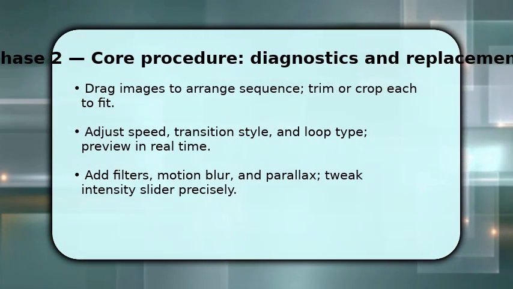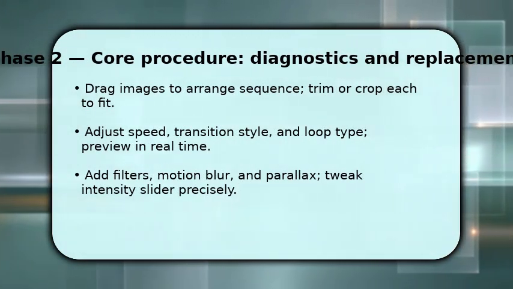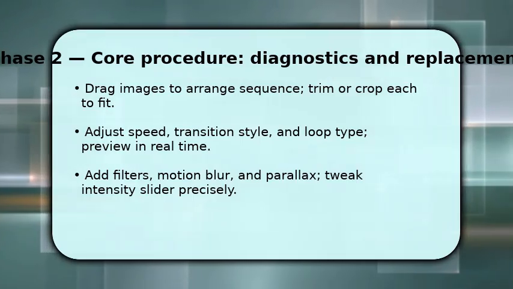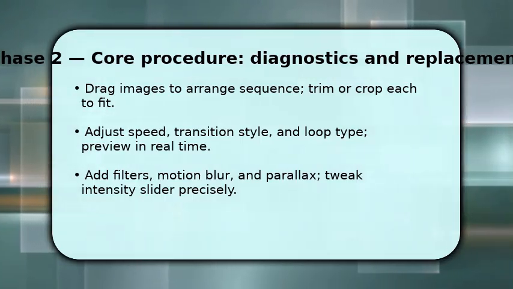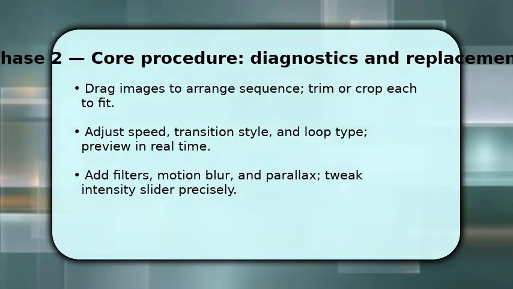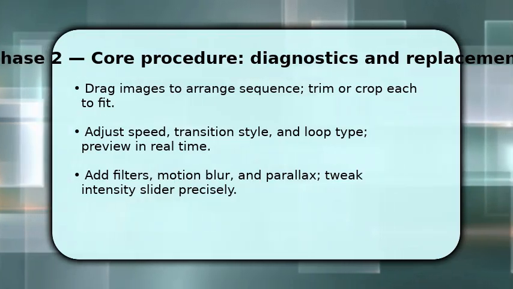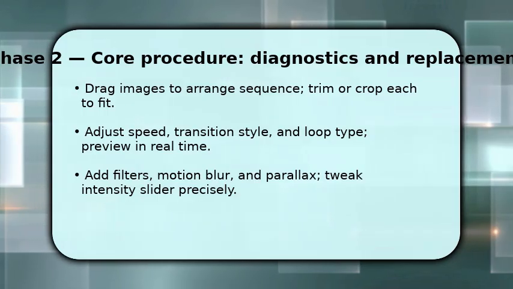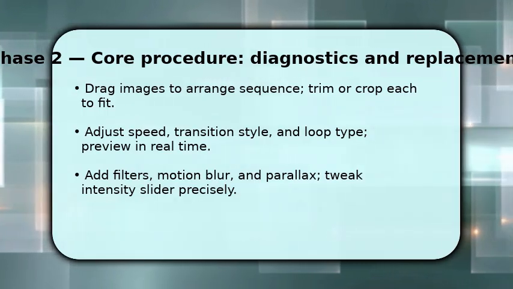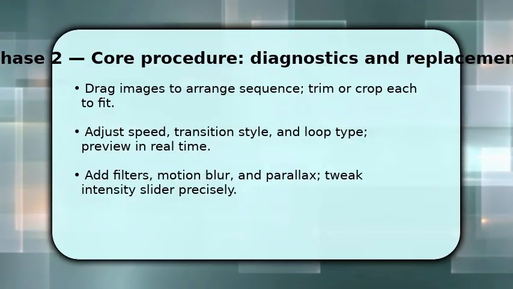Now you set the animation and composition. Drag images into the sequence to define order, and crop each frame to avoid awkward edges. Then adjust speed and transition style, choose dissolve, slide, or zoom, and select loop type for continuous versus ping-pong motion. Preview changes in real time and refine motion curves if available.